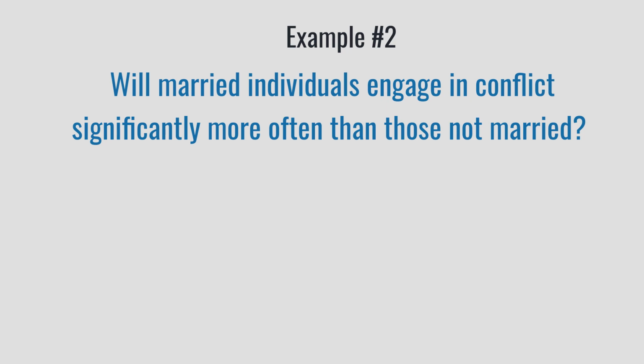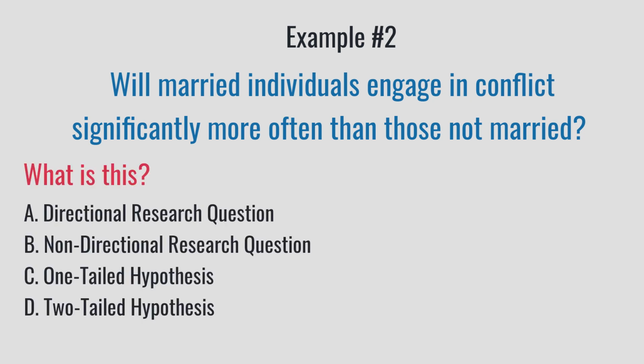Example number 2. Will married individuals engage in conflict significantly more often than those not married? What is the answer? Well, first we look at the structure and we notice it's a question. So we determine it's a research question. And second, we examine whether it predicts or not. And we notice that it does make a prediction using the word more, and therefore it's a directional research question.